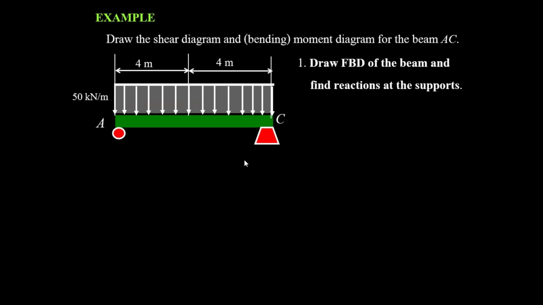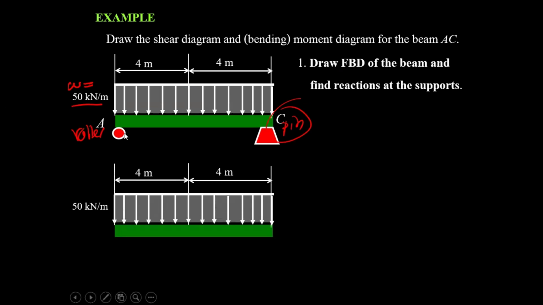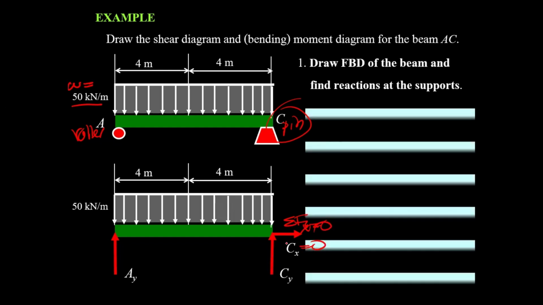This one is a beam subjected to a uniformly distributed load of 50 kilonewton per meter. This is a roller and this is a pin. The pin has Cx and Cy, and A has only A sub y. Summation of F sub x equal to 0, so C sub x is going to be 0.